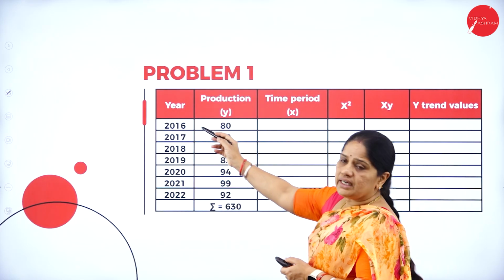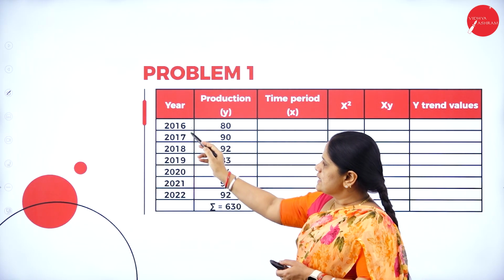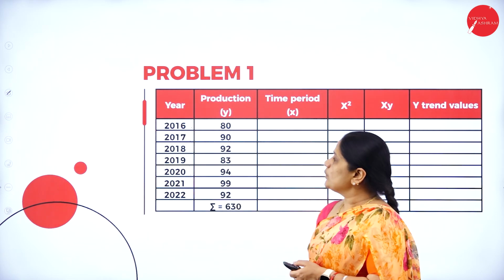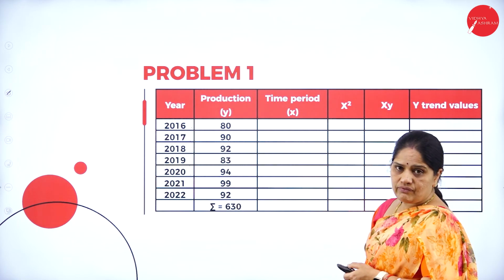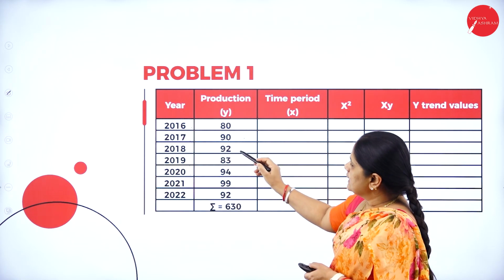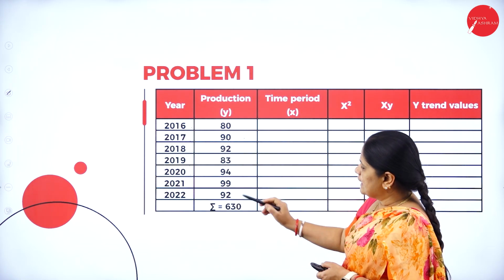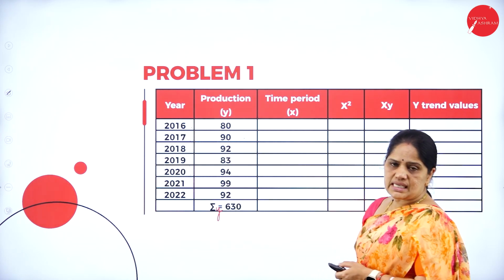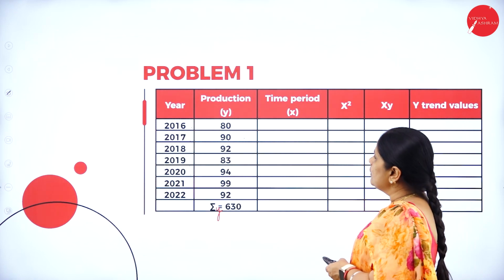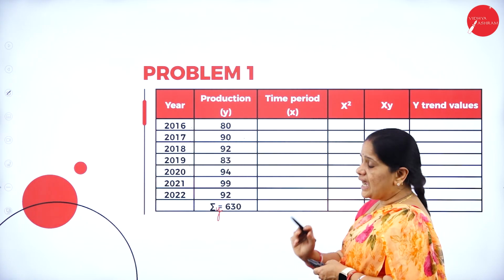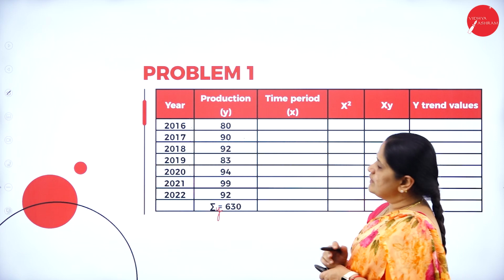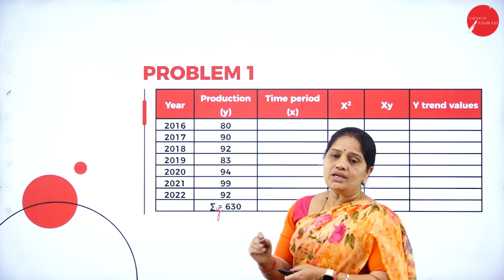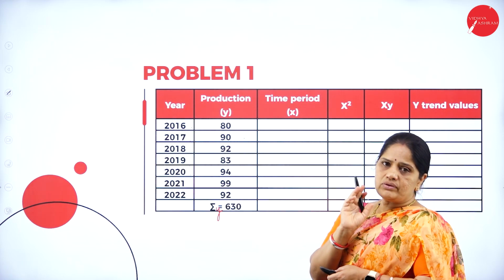So here we have the year column: 2016, 17, 18, 19, 20, 21 and 22. We also have the production values here: 80, 90, 92, 83, 94, 99 and 92. So the total, that is sigma y, equals 630. Now the next step is we have to count the number of values given here. So it is 1, 2, 3, 4, 5, 6, 7. So 7 values are given.